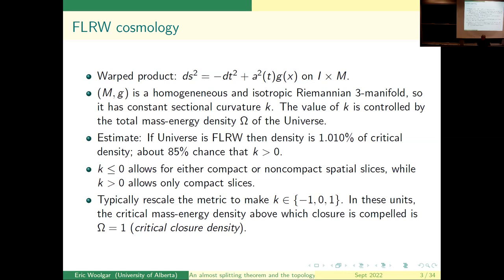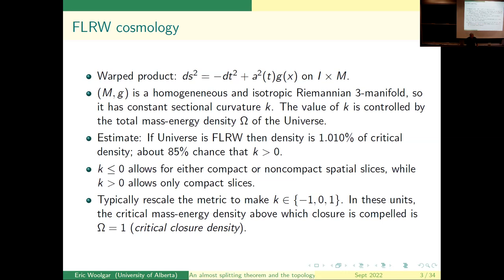I want to bring up some observations, and that's where I'm really in trouble, especially with the observational cosmologists. The density is measured from, in particular, Planck satellite observations of the cosmic microwave background. They indicate that we are just slightly more than the critical density required to close those spatial slices. We're just 1.01 times the critical density, and there's about an 85% chance that that's correct. And that will force the sectional curvature to be positive. I want to emphasize that if the sectional curvature is not positive, that does not mean that the spatial surfaces are open. It only means that they can be open, but they could also be closed.